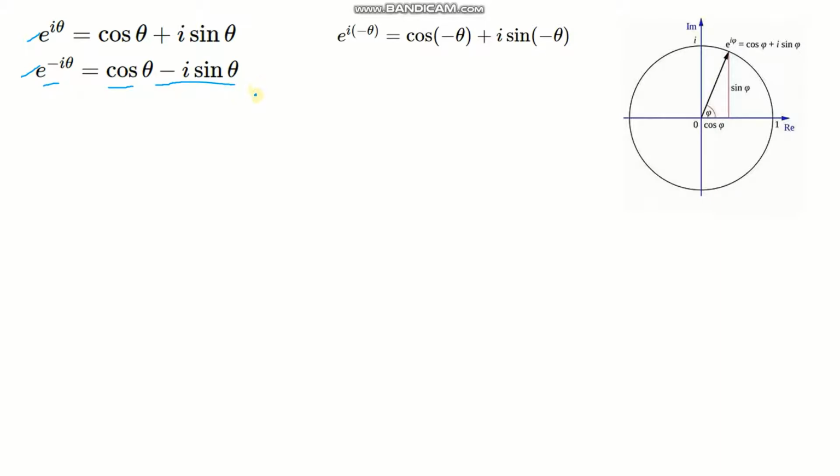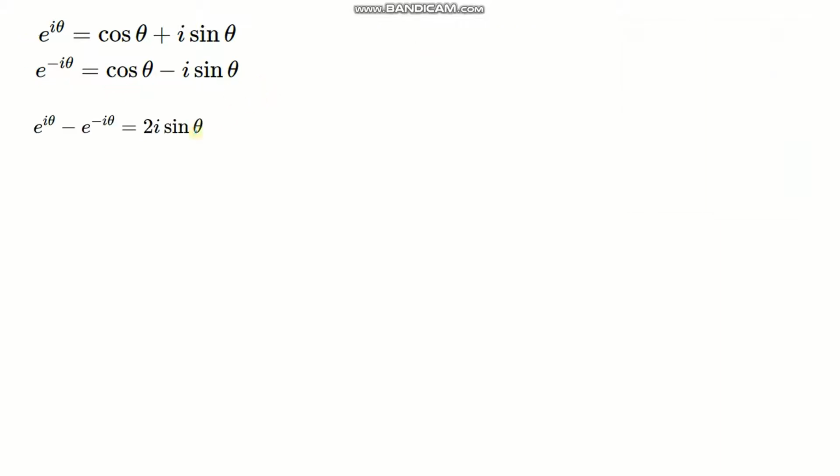Now to define sine theta in terms of e to the i theta and e to the negative i theta, we just need to subtract these two equations. So subtracting, the left hand side becomes e to the i theta minus e to negative i theta equals, since subtraction, the cosine theta cancels and we have 2i sine theta.